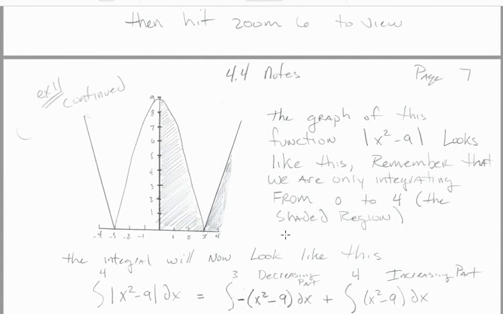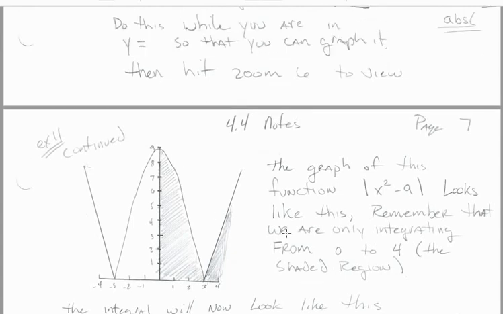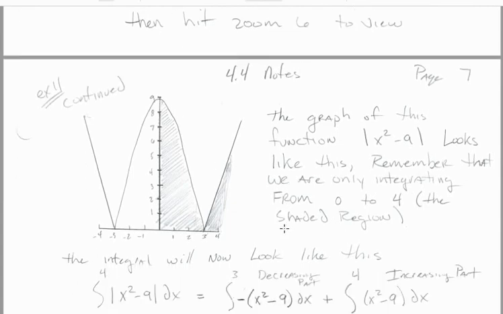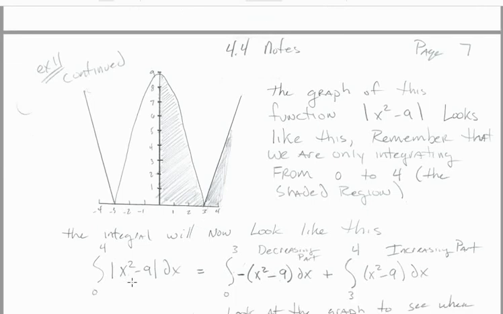You should be getting a graph similar to this one. I hand sketched this one, so it's going to look a little different. But you should get this W looking type function. Notice the vertex of the V portions are at 3 and -3. Those are the roots of the function x squared minus 9 when it's in an absolute value term.